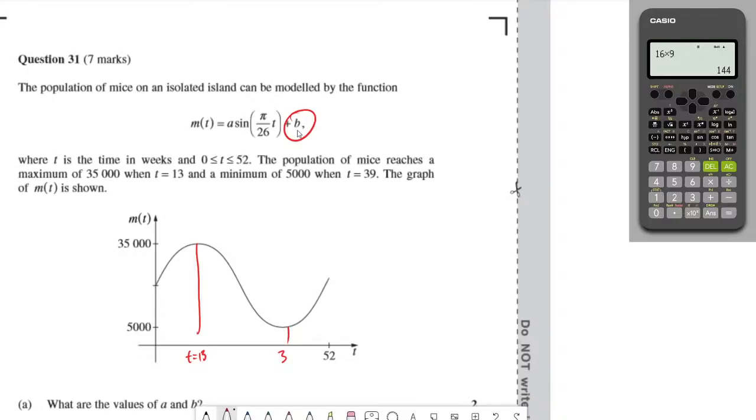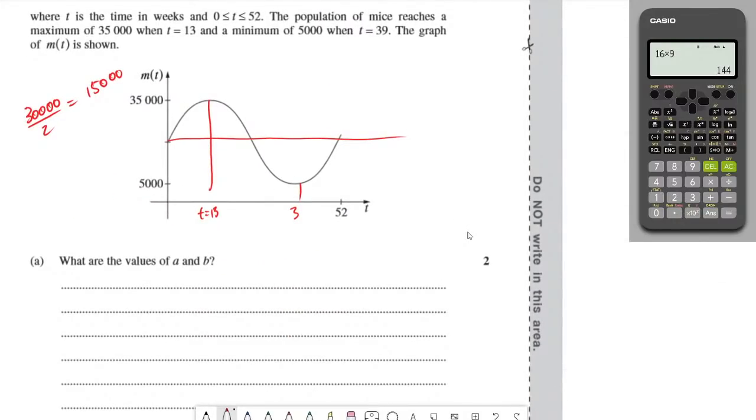This guy here is how far it's moved up. So halfway between the 2 points. So 3,000 on 2, which is equal to 1,500. So I should probably write that in the space. So a is equal to 30,000, or I'll do it the proper way. Show all my working out.